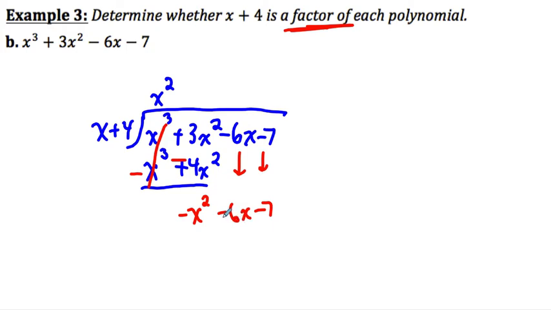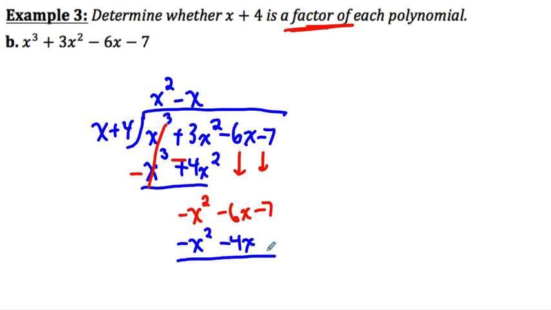Okay, so next question that we need to ask ourselves here is, what do I have to multiply x by to get negative x squared? Well, first of all, I need to get to a negative, so that's a minus, and then x times x gives me x squared. So distribute it through. Make sure you're distributing the negative with it. Negative x times x is negative x squared. And then negative x times 4 gives you negative 4x.